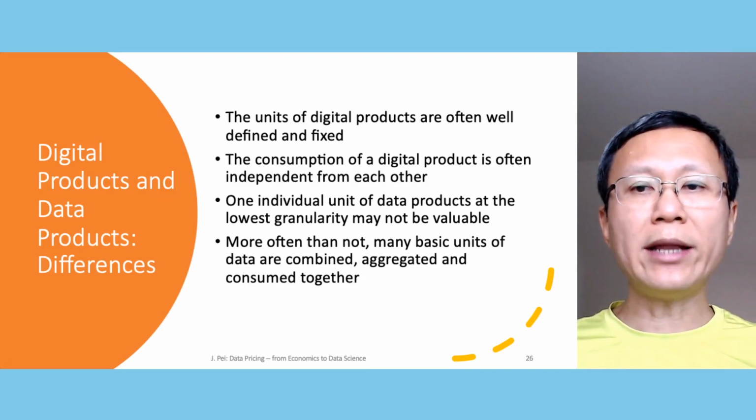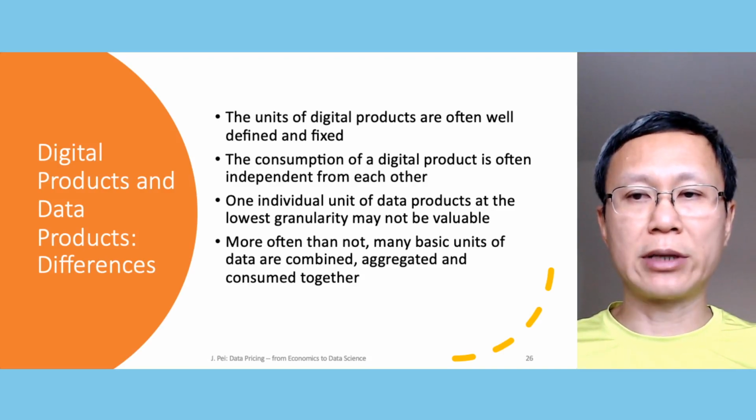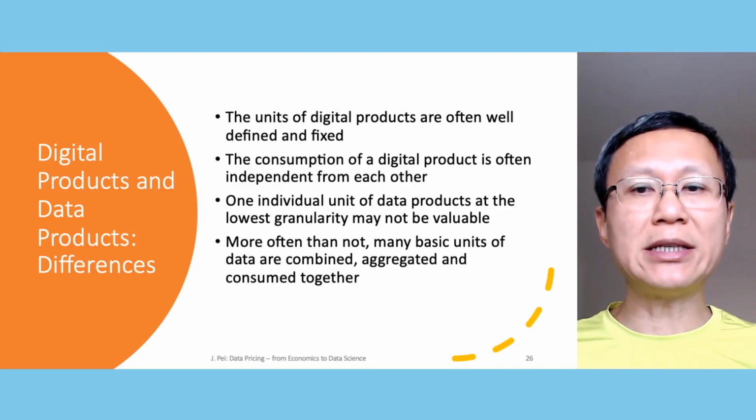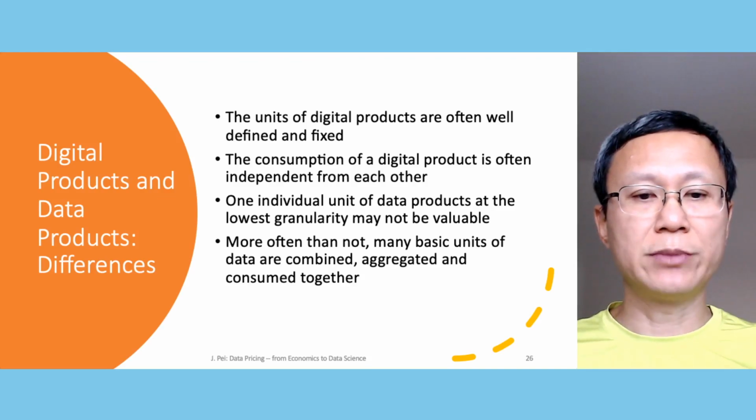Correspondingly, one individual unit of data at lowest granularity may not be valuable. For example, one customer purchase record after proper anonymization may not be useful for a retailer. Instead, more often than not, many basic units of data are combined, aggregated, and consumed together.